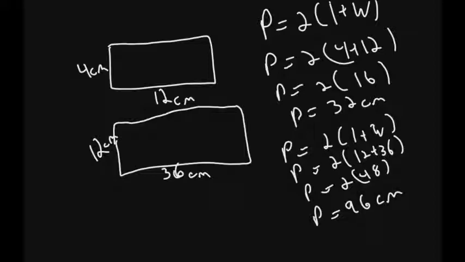And what you'll notice is if I take my original and multiply it by my scale factor of 3, I'm going to get my new answer of 96. So anytime you're working with perimeter, you just take whatever that scale is and multiply it to get your other figure. So let's look at another example of that.